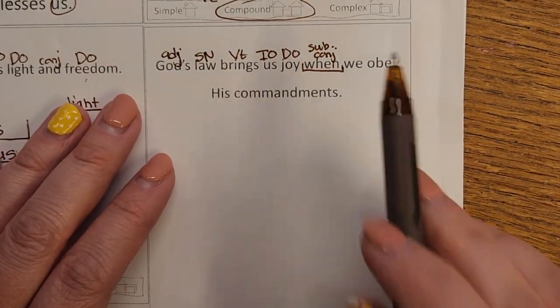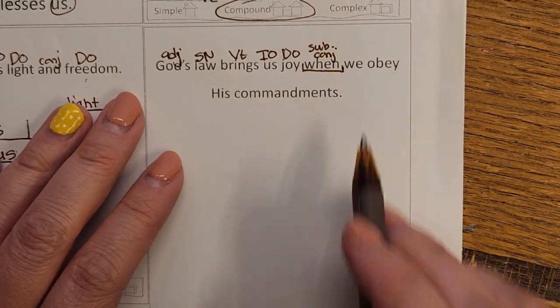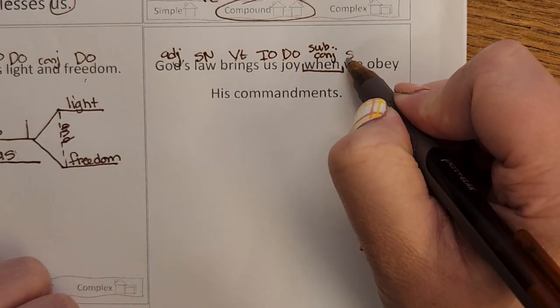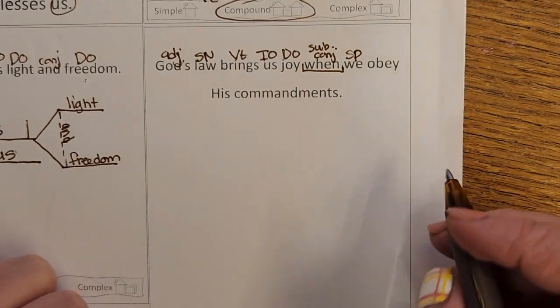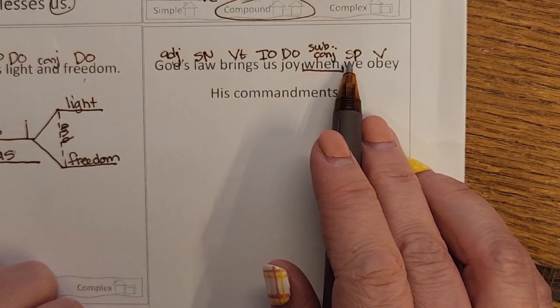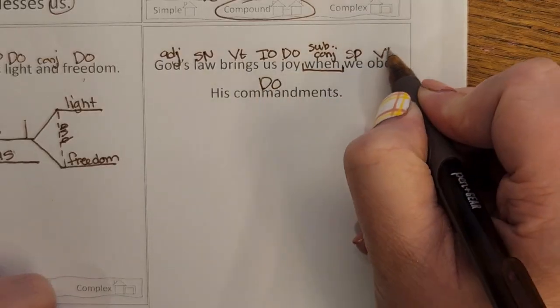All right, let's do our next clause. We obey his commandments. Who or what is this clause about? We. Subject, pronoun. What is being said about we? We obey. Verb. We obey who or what? Commandments. Does commandments describe we? No. Does it replace we? No. D-O, label, verb, transitive.